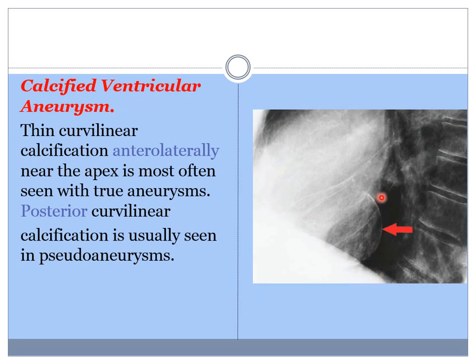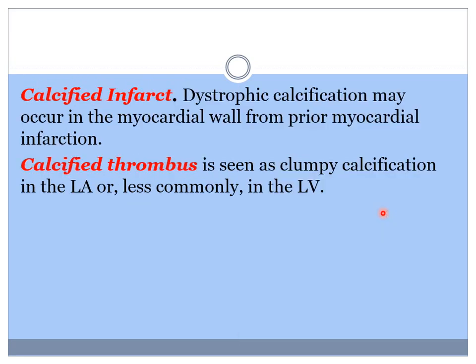Calcified ventricular aneurysm. Thin silver linear calcification, anterolateral linear at the apex, is most often seen with a true aneurysm, or posterior silver linear calcification is seen in pseudoaneurysm. Here we have posterior, so it's a pseudoaneurysm. Calcified infarct. Dystrophic calcification may occur in the myocardial wall from prior myocardial infarction. Calcified thrombus is seen as clumpy calcification in the left atrium or less commonly in the left ventricle.